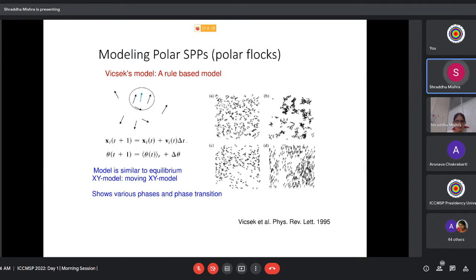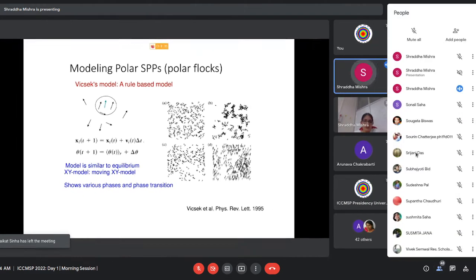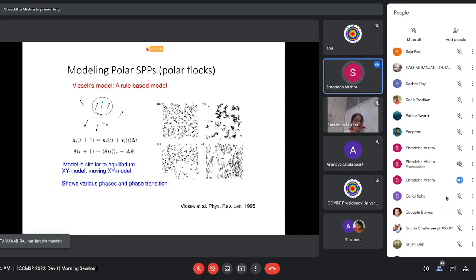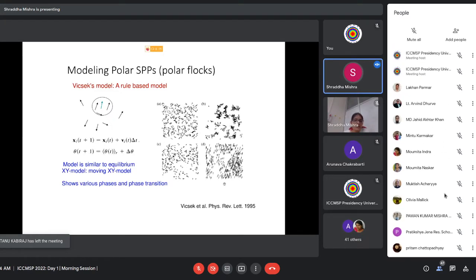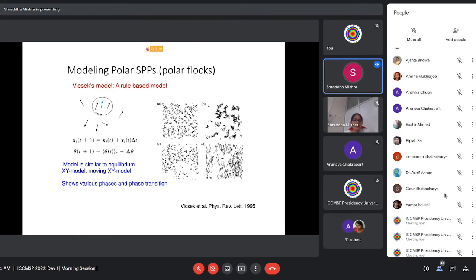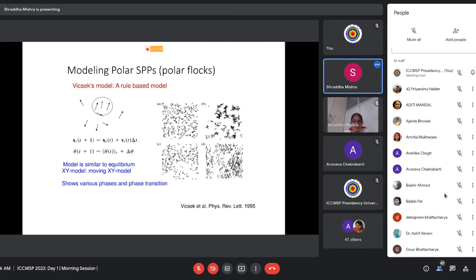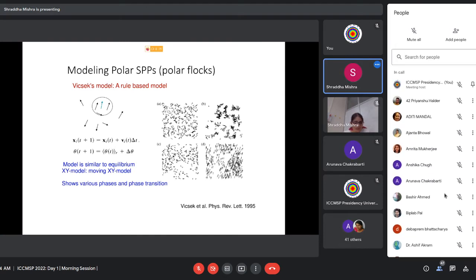Suppose we think of each of these rods as a sheep, it's like a moving sheep herd in some field. So this system shows, by tuning the density and noise, a transition from a disordered state to a kind of ordered state. And it's not only an ordered state, it's actually a long range ordered state, because it's a macroscopic ordering in the system. And there is a phase transition from a disordered to an ordered state. Okay. So let's go forward.